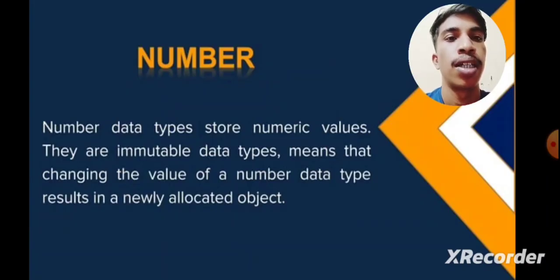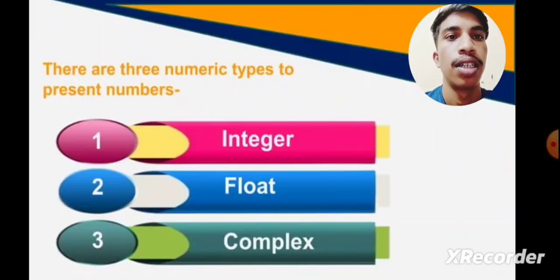Number data types store numeric values. They are immutable, which means that changing the value of a number data type results in a newly allocated object. There are three numeric types to represent numbers: integer, float, and complex.